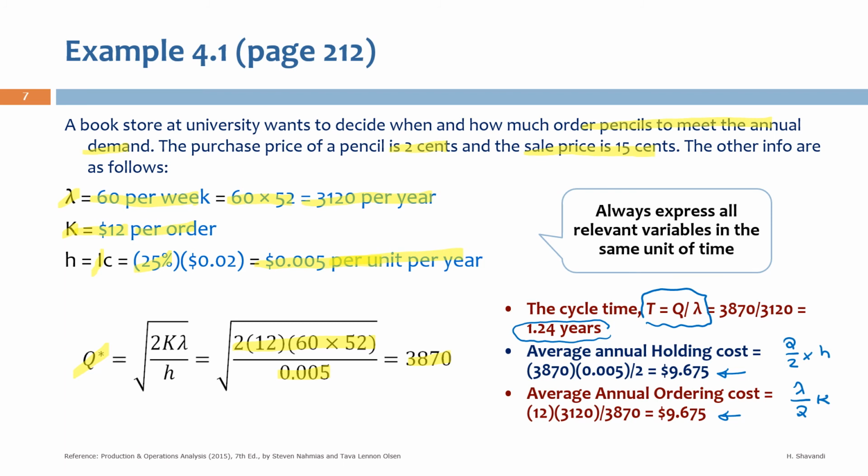So I see here in the EOQ model for Q as the Q star, always half of Q times H is equal to lambda over Q times K. So in the optimal quantity for Q, the average annual holding cost is exactly equal to the average annual ordering cost.